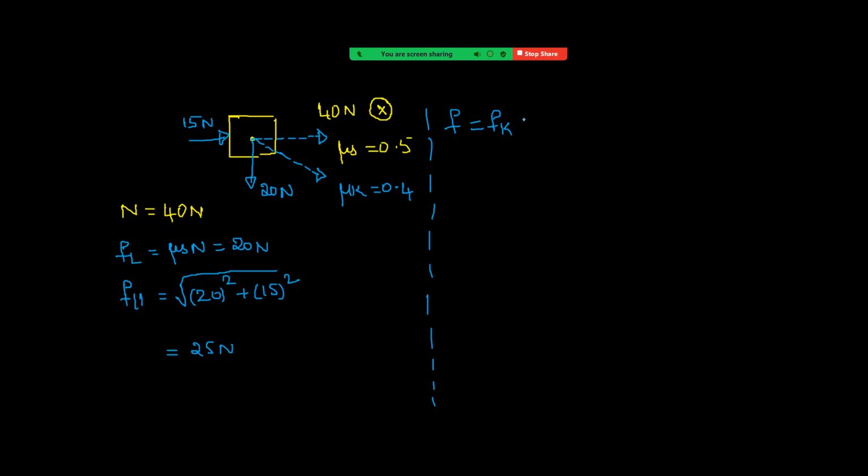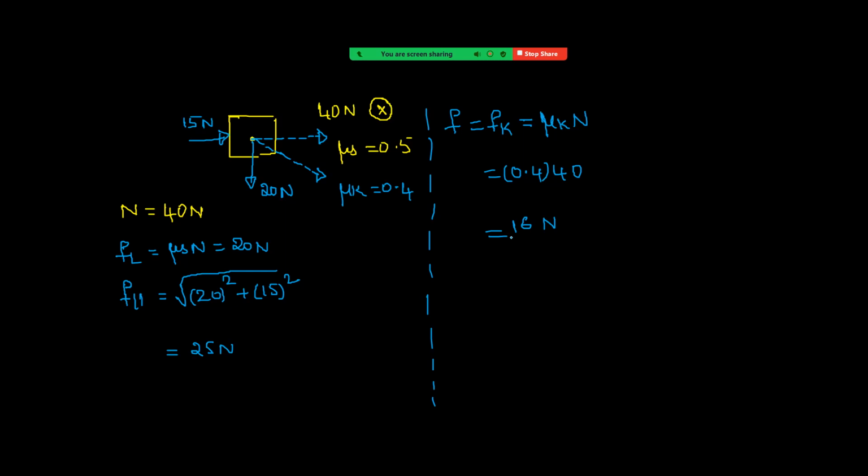So friction is now kinetic. Why kinetic? Because F parallel is greater than limiting friction. Therefore, the block comes into motion. So kinetic friction is equal to mu k into normal reaction. Mu k, I have taken 0.4. Normal reaction is 40, so 0.4 into 40. This is equal to 16 Newton. That is now the frictional force acting on the block.